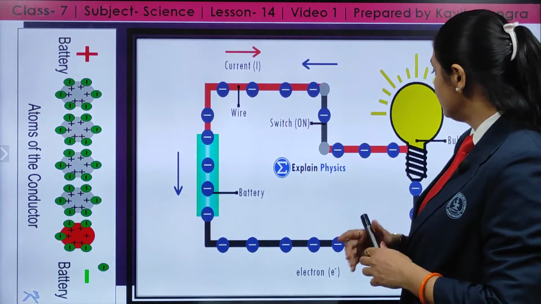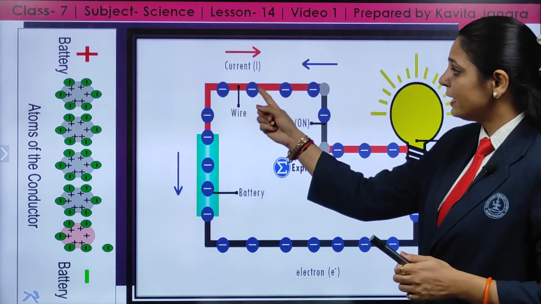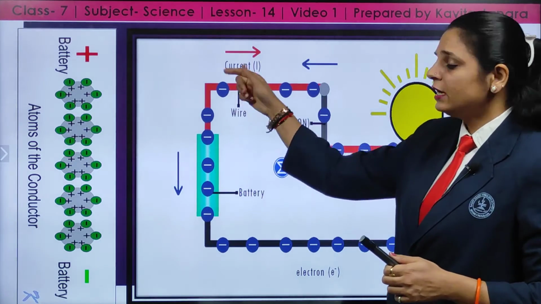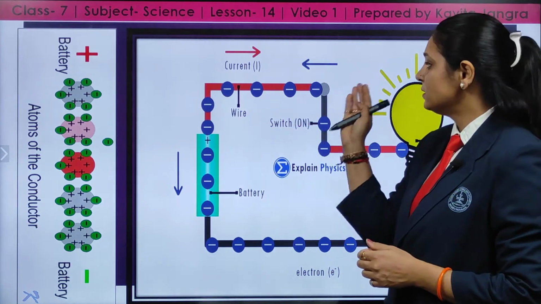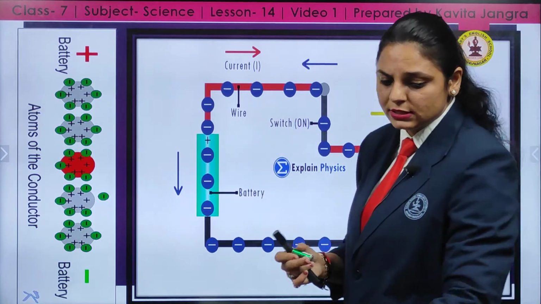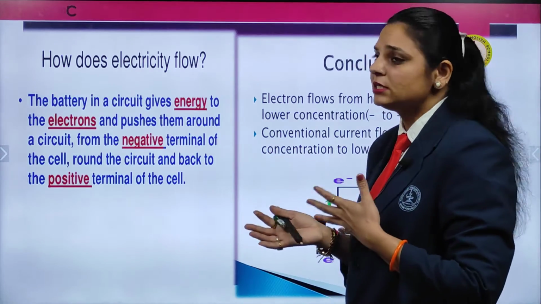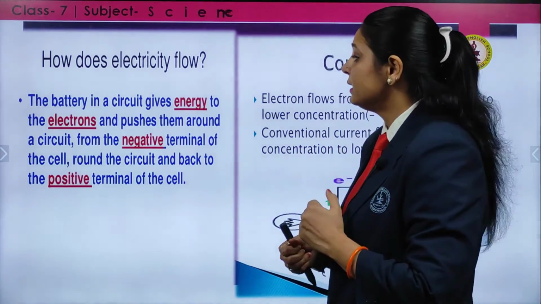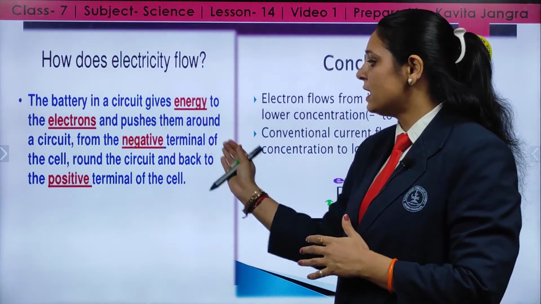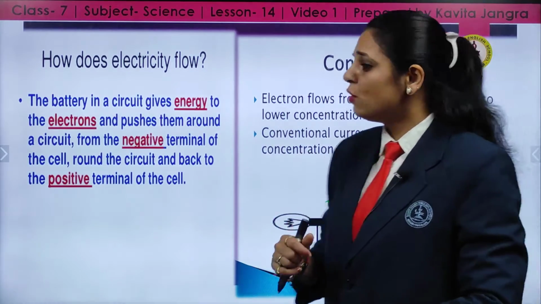Here you observe how this bulb lights up due to the flow of electrons. The flow of electrons is towards this side, and the current will flow opposite to the electrons. If electrons are flowing towards this side, current movement is towards the opposite side. And how does electricity flow? It is through the energy given to the electrons: from the negative terminal of the cell round the circuit and back to the positive terminal of the cell. So this is the flow of electrons.